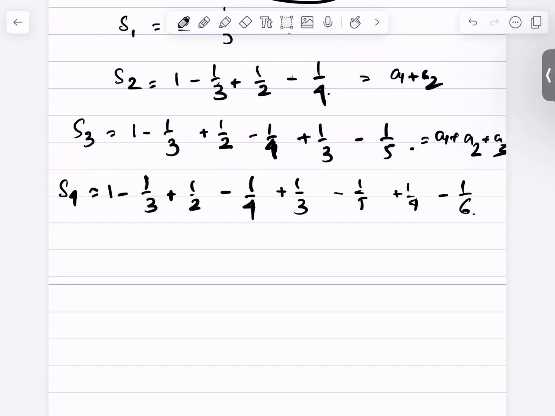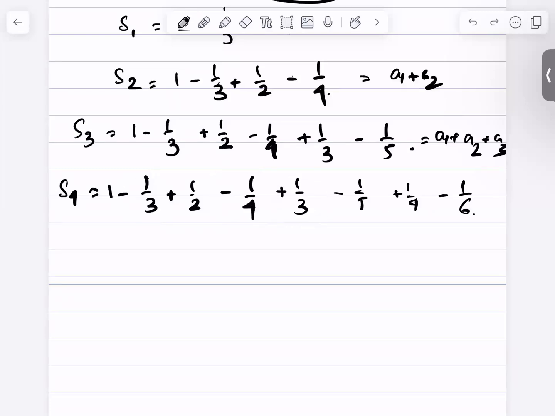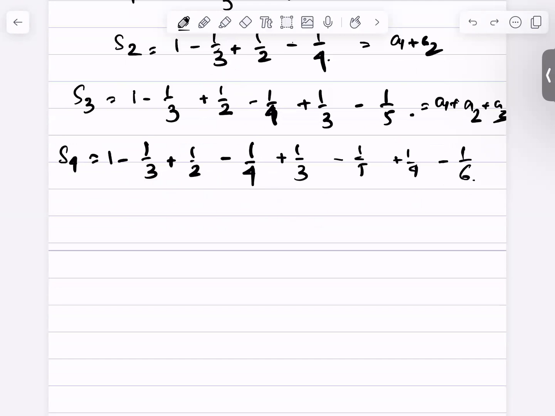So I can see that some terms are repeating with different signs. For example, 1 over 3 is with a minus sign there, and there is plus 1 over 3. And then the same goes for 1 over 4. So there are repetitions going on. So therefore, there should be cancellation. Some pattern is there, and for a telescoping sum, you basically have to find the pattern. So to make the calculations more easily visible, what I'll do is take all the positive terms on one side in S4 and all the negative signs like this.